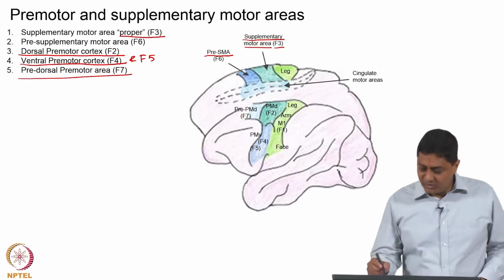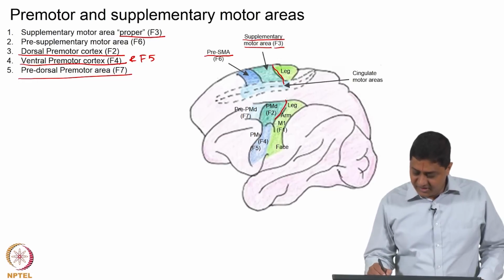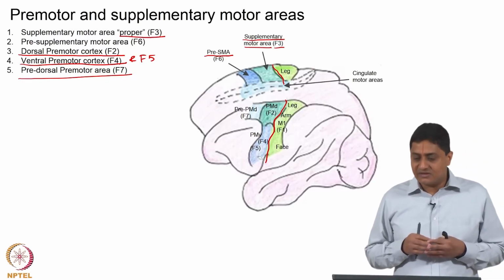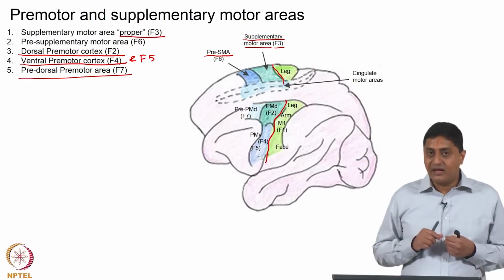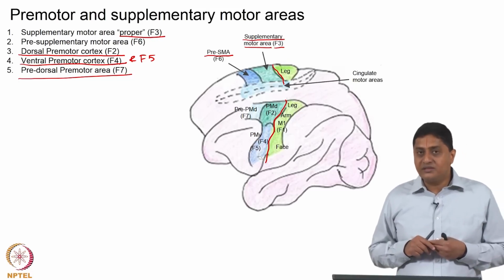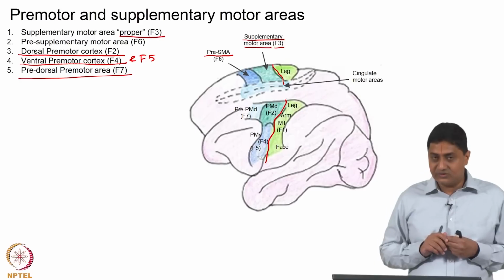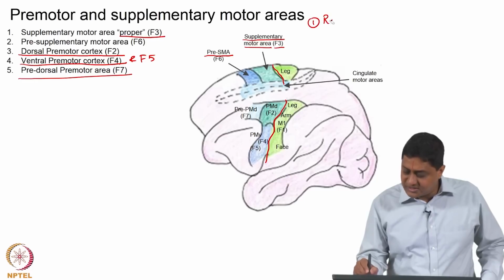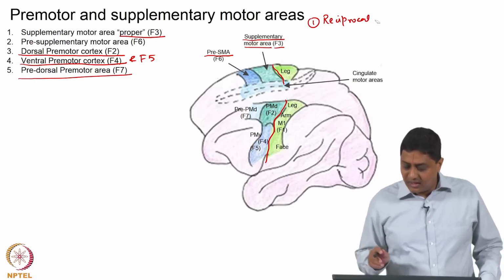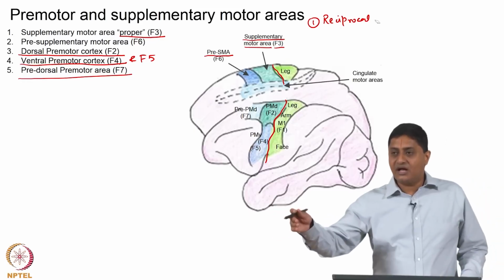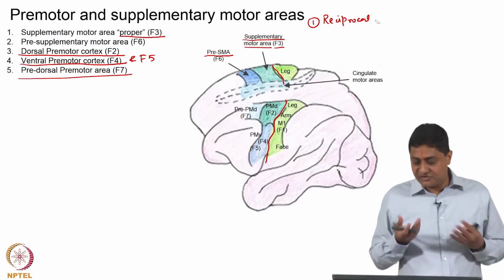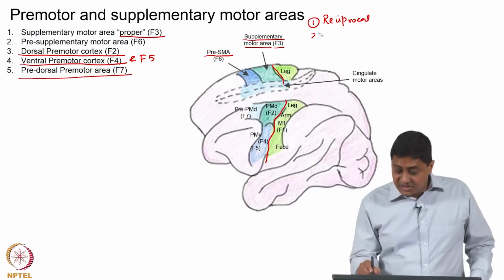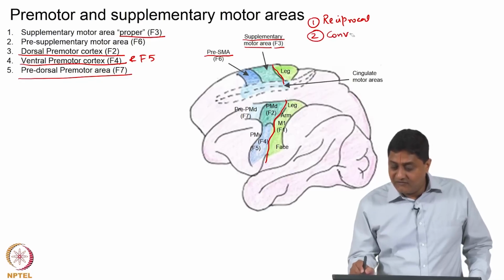So, these premotor areas that are lying to the left of the red line here have interconnections among them, have interconnections with the primary motor cortex, and have connections with the other cortical regions. Now, what are the kind of connections that these have? They have reciprocal connections. Reciprocal means these regions connect to some other region, and there are neurons from the other region that connect to this region also. So, these are reciprocal connections, and some of these connections can be convergent.